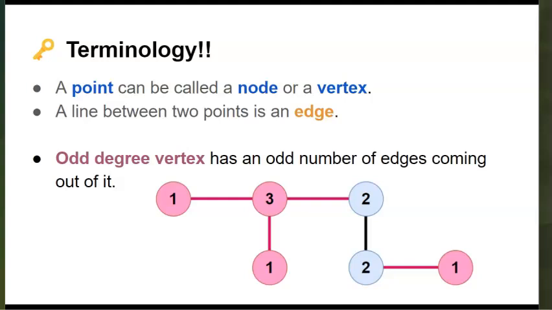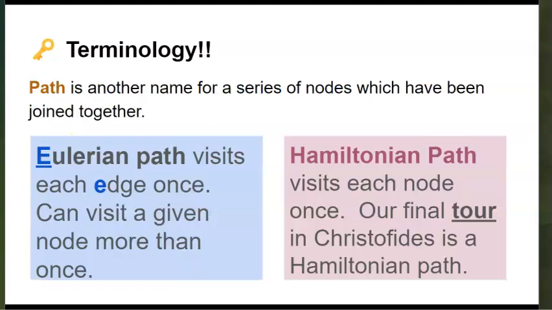Here is some important terminology. A point can be called a node or a vertex. A line between 2 points is called an edge. An odd degree vertex is a point that has an odd number of edges coming out of it. In the diagram, the pink points are all odd degree vertices because they've got either 1 or 3 edges coming out of them.